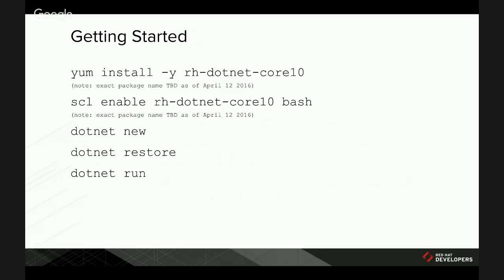You do a yum install. That's the traditional way to install anything on Red Hat Enterprise Linux. And then you do an SCL enable. All right, so you've got to remember the second step. If you do the first without the second, you don't have anything. And I know that's fairly confusing to people. There's a second step because anything that's a software collection has to be enabled, and you enable it by giving it the package name and bash in this case, which means open a new bash shell and give me the .NET command line in my path. You don't get it in your path by default. Then you use dotnet new, dotnet restore, dotnet run.